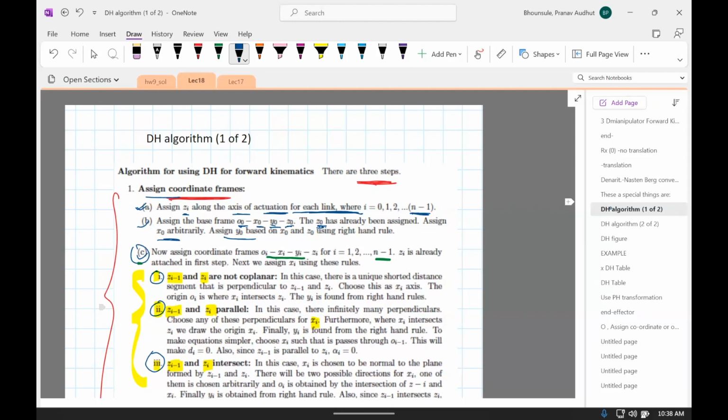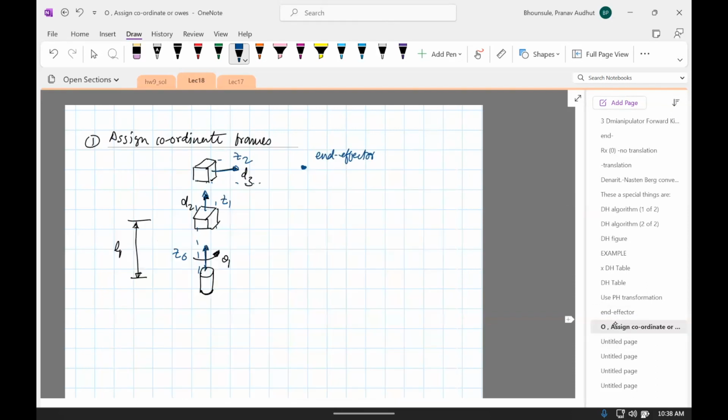Assign base frame O0, X0, Y0, Z0. The Z0 has already been assigned. Assign X0 arbitrarily. Assign Y0 based on X0 and Z0. So what this is saying is, you can first assign X0. Now, you have infinitely many choices. You could draw it like this, like this. Anything normal to Z0 is fine for X0. Just choose one of them. So I'm just going to choose X0 to be this way. This is an arbitrary choice. Remember, it could be anywhere 90 degrees to Z0.